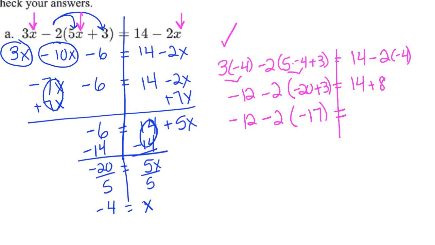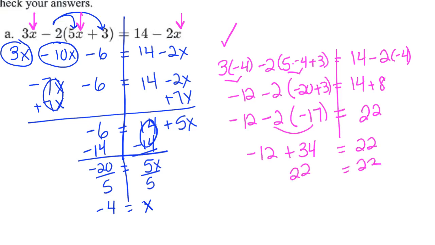You can do the distributive property or you can do order of operations and do parentheses first. This is 22. So negative 12 plus 34. And I do get 22 on each side. So I know that my answer, x equals negative 4, is correct.